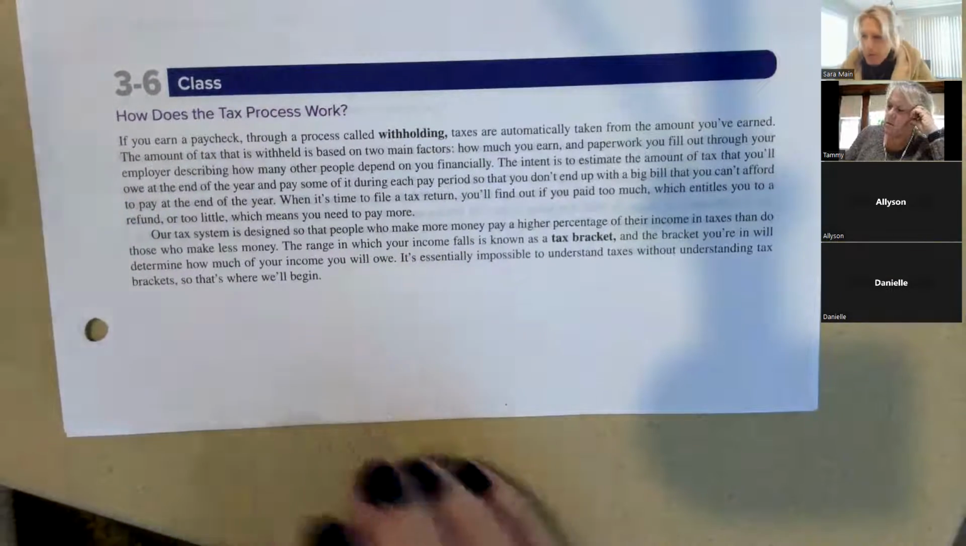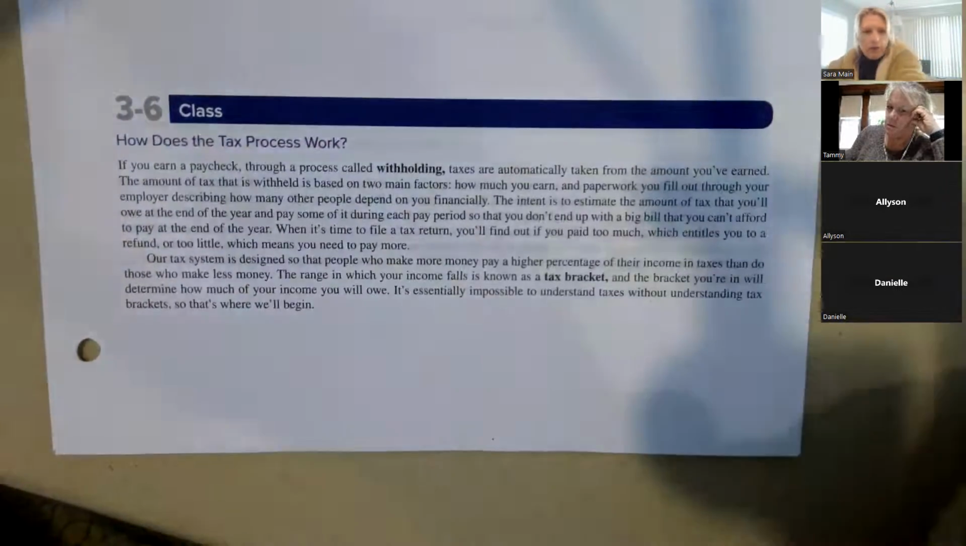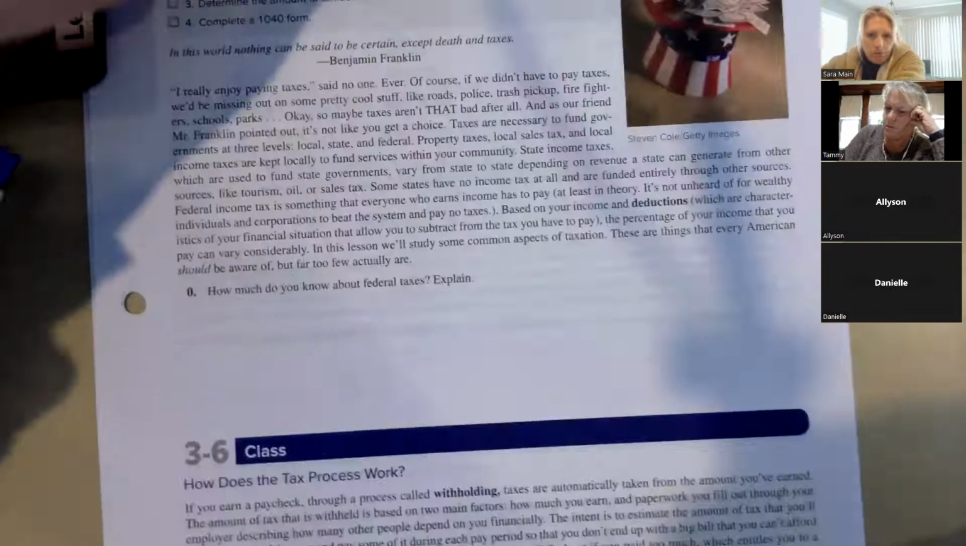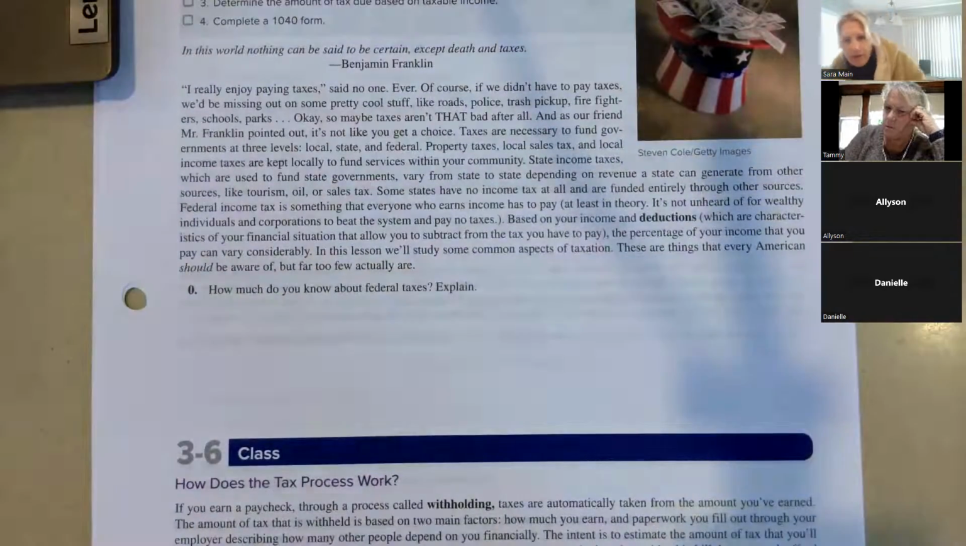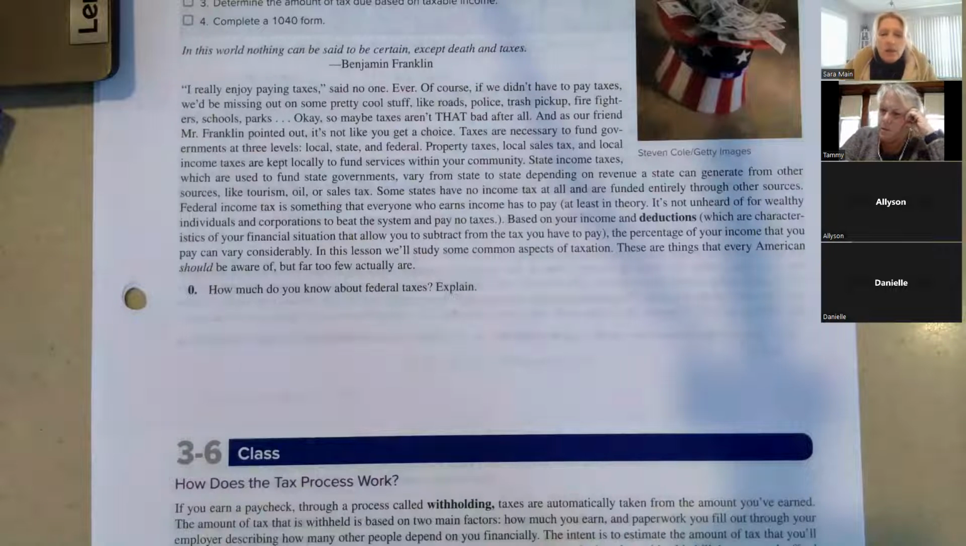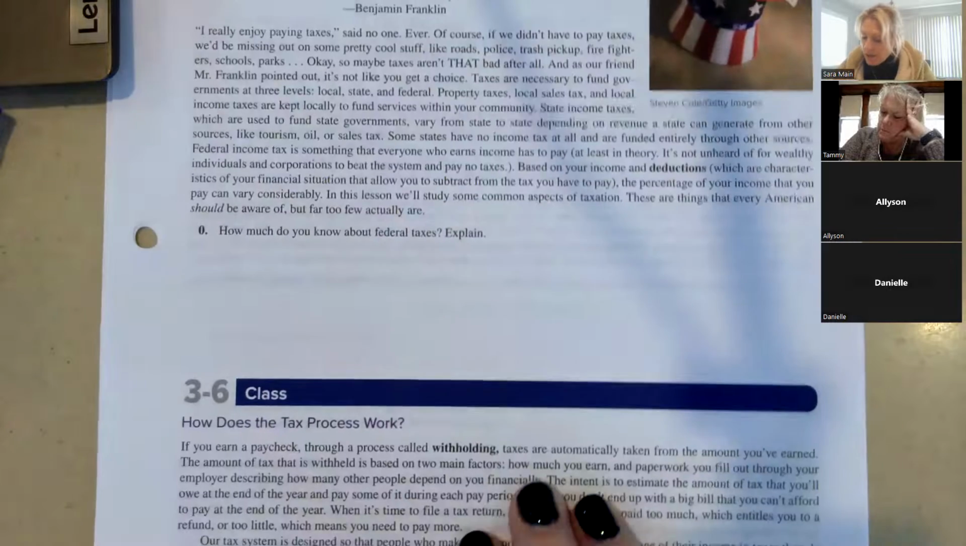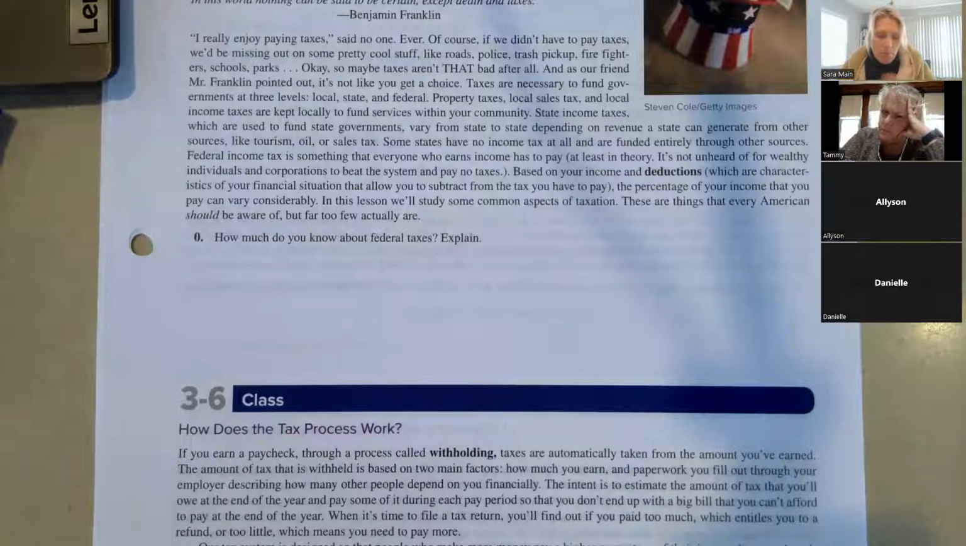Good afternoon. So we are working on lesson 3.6 today, a taxing situation. And if you've ever actually looked at your pay stub, you will see that what you were to be paid per hour doesn't always work out to be the amount that you actually got in your check, right? Because there are things called withholdings, money that they withheld for the state taxes and the federal taxes. We're going to work on both of those today.